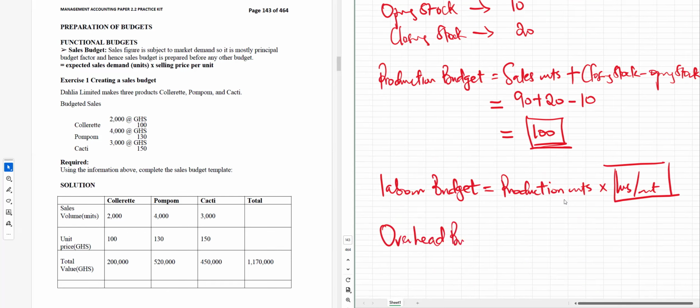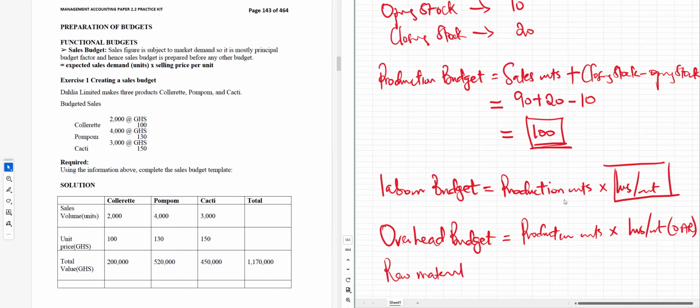Overhead budget, the same way, is your production units by your hours used for overhead per unit. That's your OAR. You see, it's still based on production units. Raw material usage, the same thing. It is your production units by your raw material per unit, let's say kgs per unit.